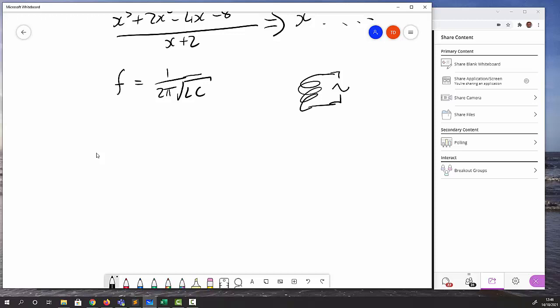So what I'm going to do first of all is multiply both sides by root LC, so I'm going to get root LC. I'm also going to divide both sides by f, so that's going to equal 1 over 2 pi f.